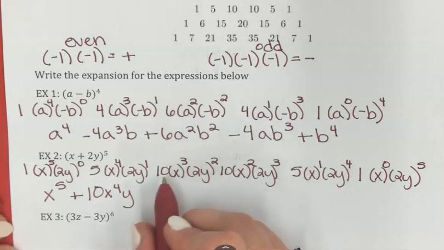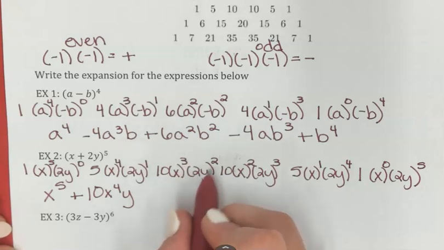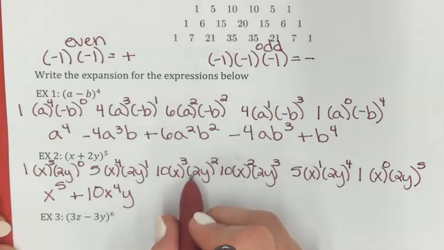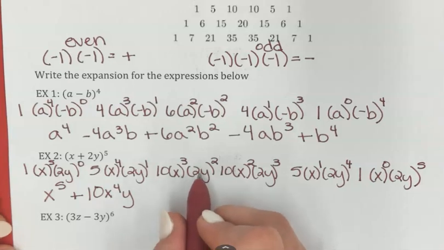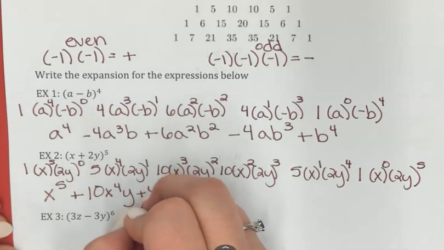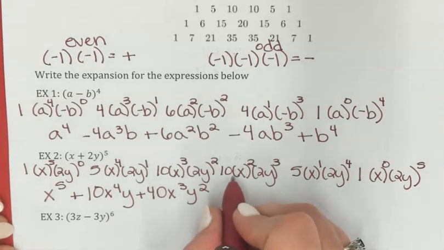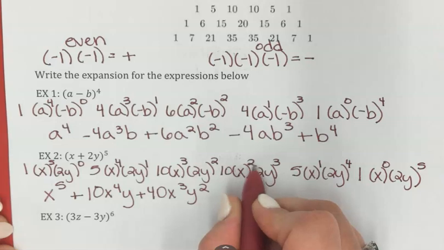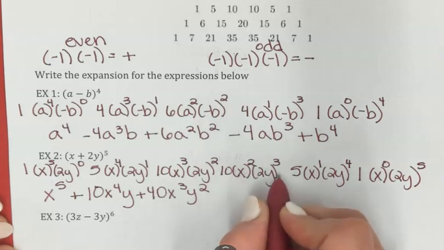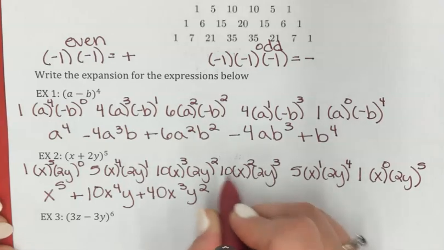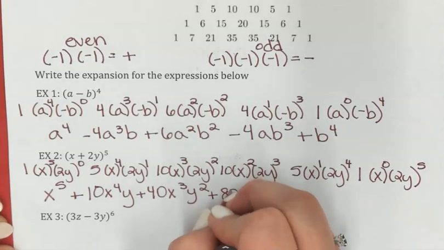On the next one, I've got 10x cubed and then 2y squared. Well, when I square that 2, that's going to be 4. The 4 and the 10 will give me 40 x cubed y squared. On the next row, I've got 10x squared, and then I'm cubing 2y. That means 2 cubed is going to give me 8, and the 8 times 10 will give me 80.